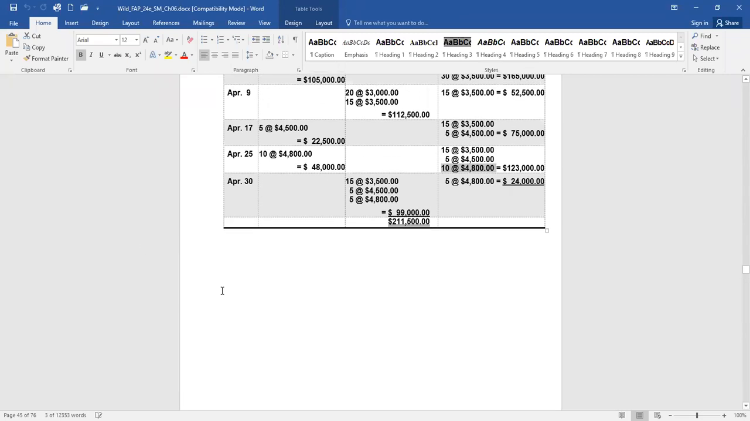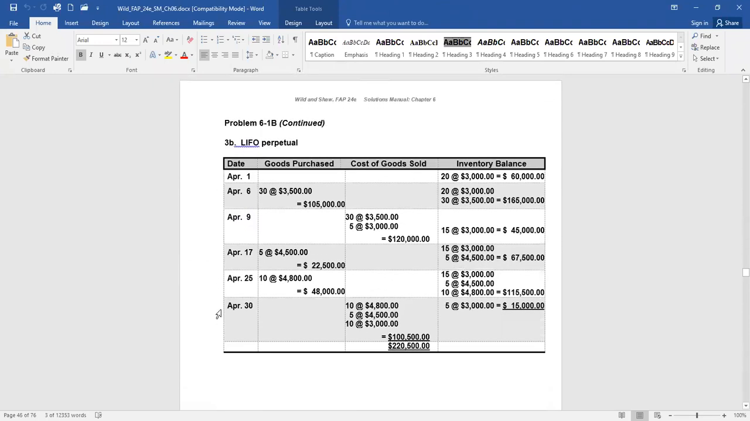Let's look at LIFO. LIFO takes the opposite approach. It says the newest items in inventory are considered to have been sold first when there's a sale. So we do a perpetual inventory record just like we did for FIFO. We'll start with our beginning balance, 20 coffee cups. They cost $3,000 each.